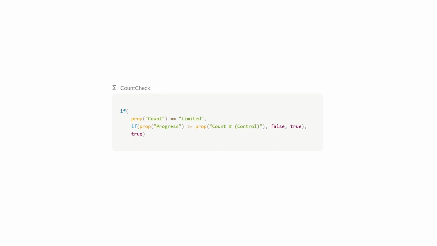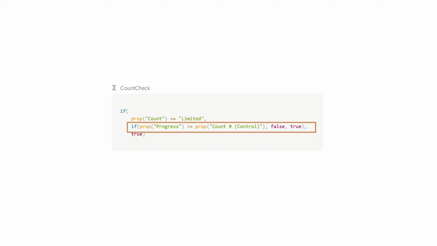So we add this formula. True here means the repeat will go on. If it becomes false, then the repeat will stop. If count is limited, then we set this condition. Else, which means it's unlimited, then it's true. Count being limited is conditional. Meanwhile, count being unlimited means just make it true.